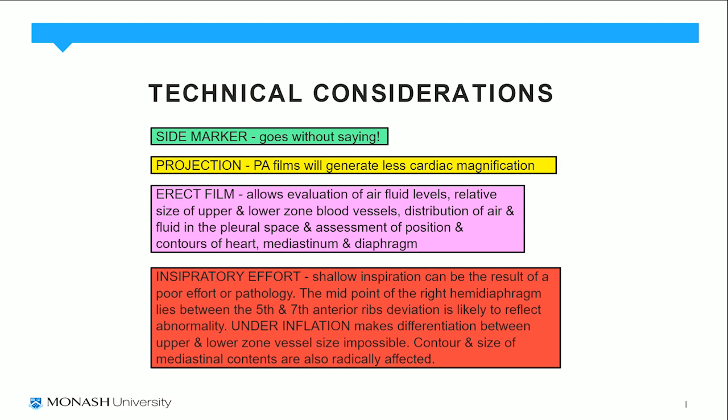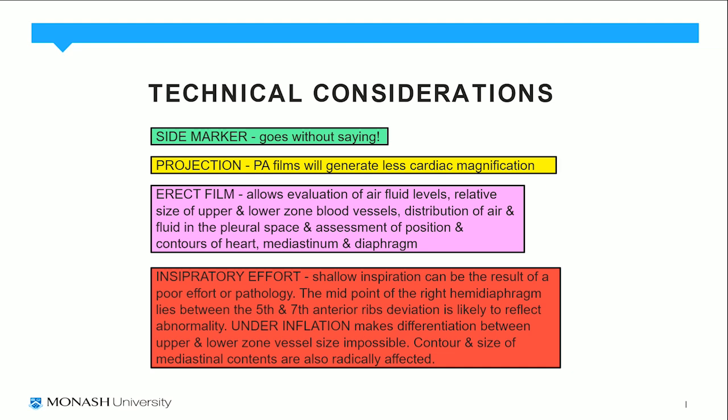So the technical considerations then: there must be a side marker. If the projection is PA, this will generate less magnification of the heart. An erect form allows evaluation of air fluid levels, the relative size of the upper and lower zone blood vessels, distribution of air and fluid in the pleural space, and assessment of position and contours of the heart, mediastinum and diaphragm. And that is why an erect form is preferred rather than a supine chest X-ray.